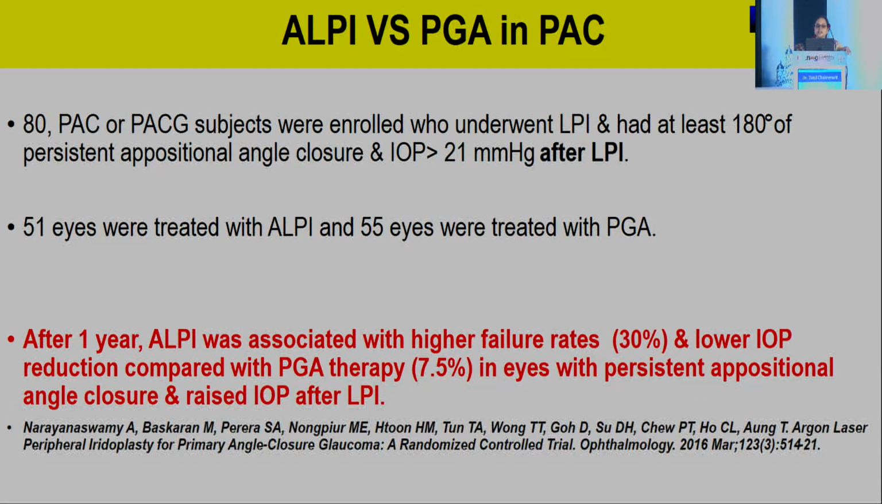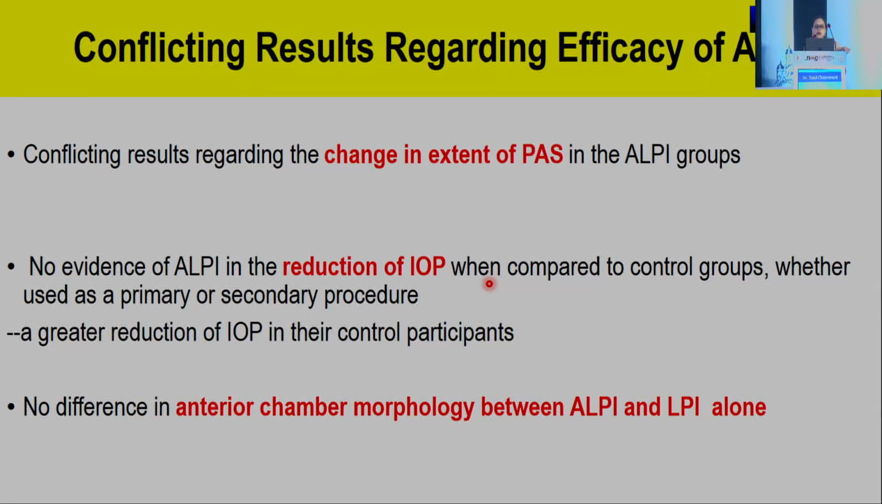Now, a recent study investigated the efficacy of ALPI versus PGA in PAC. 80 PAC or PACG subjects were enrolled who underwent LPI and had at least 180 degrees of persistent appositional angle closure and IOP more than 20 millimeters of mercury after LPI. After 1 year, ALPI was associated with a huge failure rate, that is 30%, and lower IOP reduction compared to PGA therapy. There are conflicting results regarding the efficacy of ALPI, that is regarding change in extent of peripheral anterior synechiae, reduction of IOP, and anterior chamber morphology between ALPI and LPI alone.